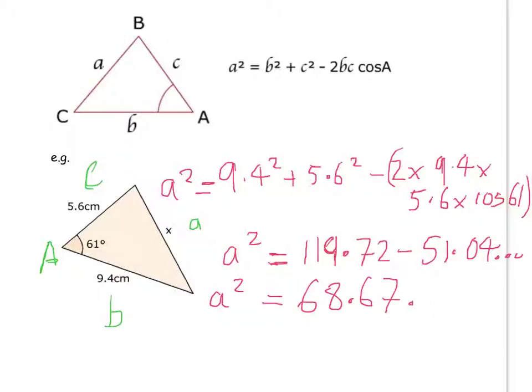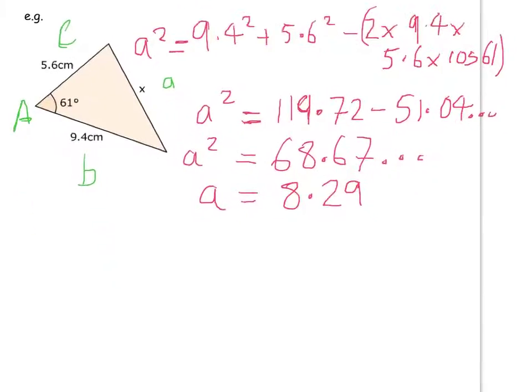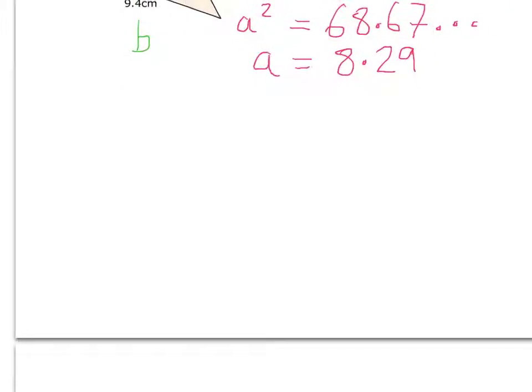68.67. Now remember, we're given the length squared here. It doesn't make sense to have a triangle here where one length's 5.6 and the other one's 9.4. There's absolutely no way that one could be 68.67 centimetres. So remember, finally, to square root your answer, which gives you the value of 8.29.